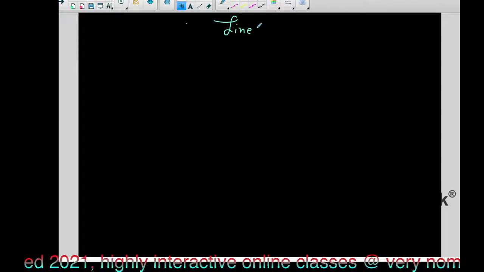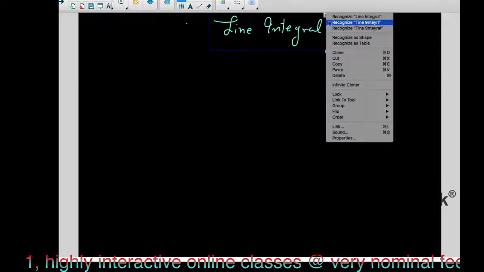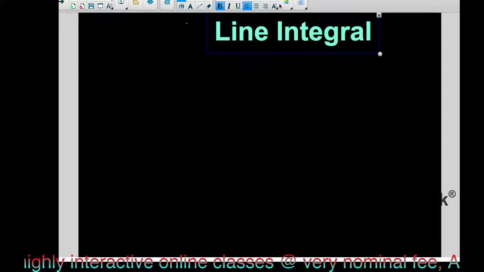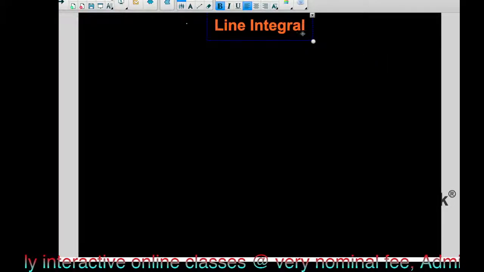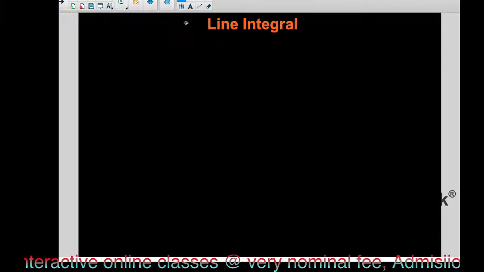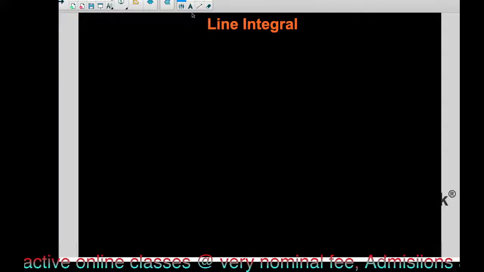The topic is line integral. The basic difference between a simple integral and a line integral is what? So first we will go for some basic concepts.